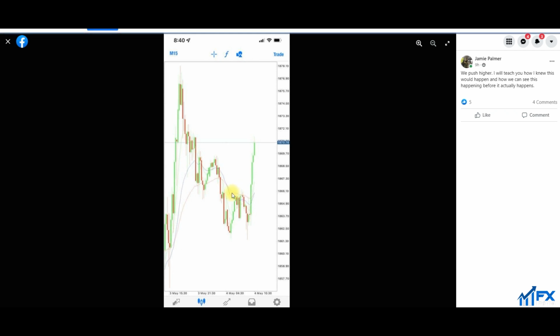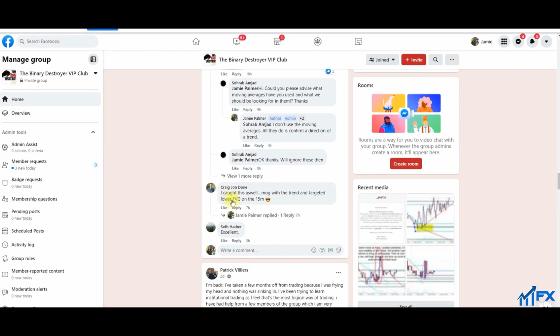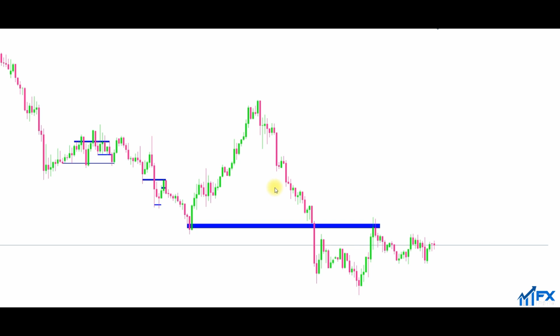You'll actually see as well, another BD member took this. Look, I caught this setup as well, Mogwai with the trend and targeted lower fig on the 15 minutes. It was a good trade. Now, how did I know that price was going to push up from this level? And how can we use this to profit when we're trading the Binary Destroyer?